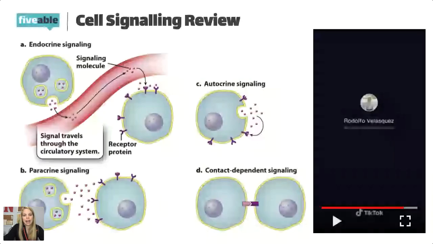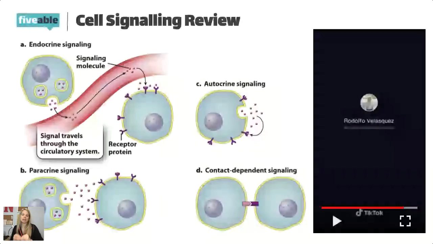And then the last one, contact-dependent signaling. These are when cells are actually touching one another. What's another word for contact-dependent signaling? It starts with a J. Who can tell me what it is? Juxtacrine. Very good, Sierra. So juxtacrine is when the cells have to actually be touching each other.